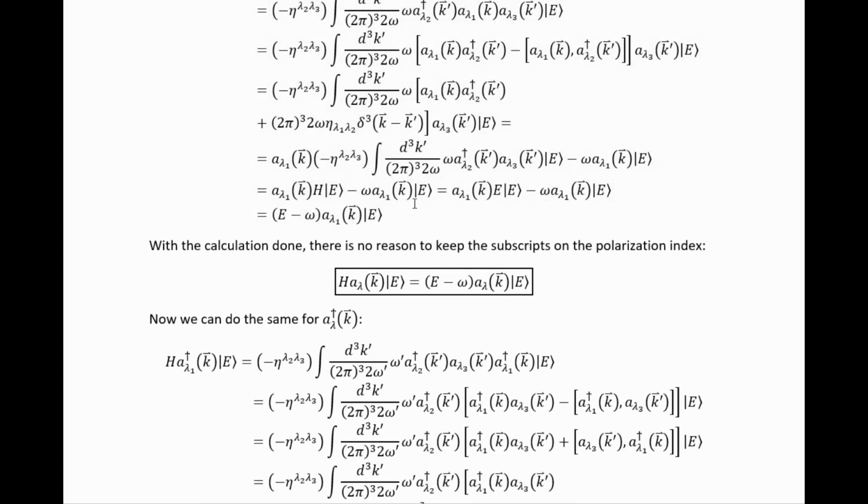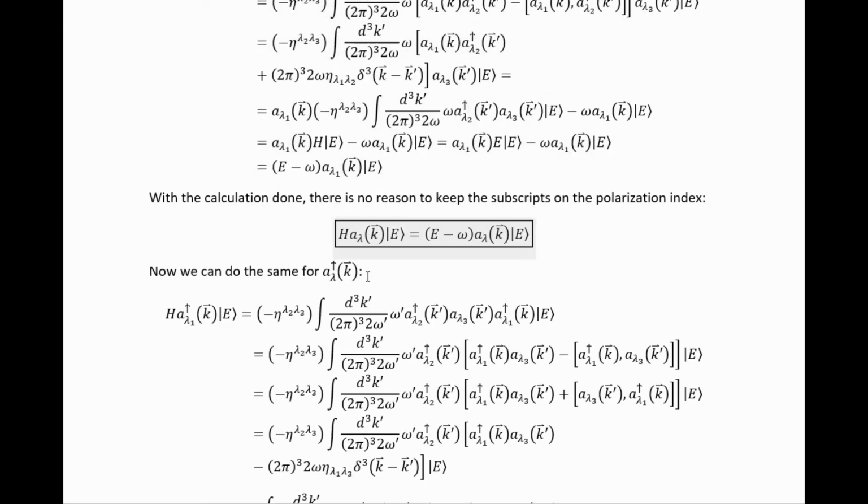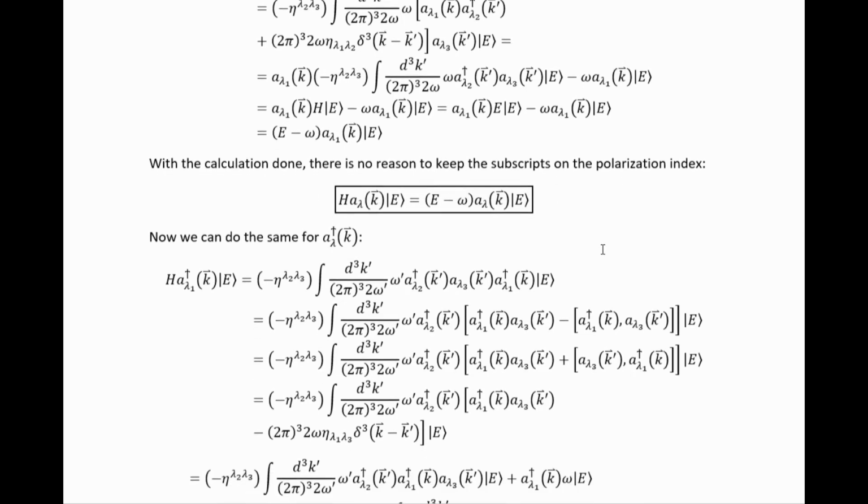So we can rewrite it like this and remember the property of these energy eigenstates under the Hamiltonian and factor it, and we get this result. So we can now drop those number indices on the lambda indices that differentiated them because the calculation is done. We see that they do in fact behave like lowering operators.